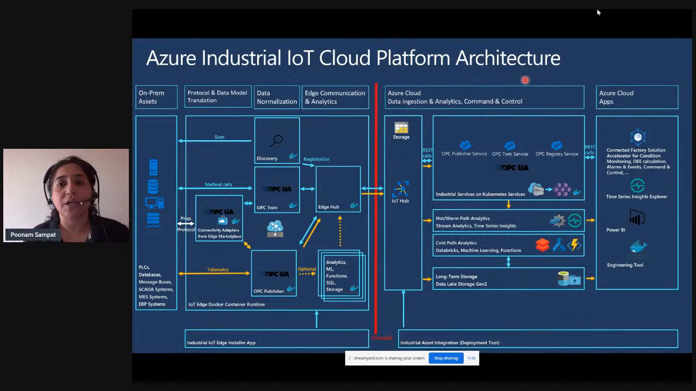So let's move on. This is a typical reference architecture when you think about implementing industrial IoT on Azure, right? It looks very overwhelming. Let me break it into smaller components. If you start from the left, when you're thinking about these sensors, it's not just one sensor. There are hundreds and hundreds of sensors in a factory floor or, say, in an oil and gas plant, right?